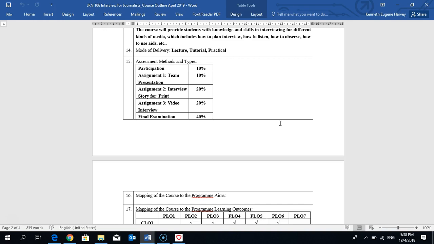Anyway, participation is 10%. Assignment 1 is 10%. That's the presentation, a team project. Assignment 2 is the written project we talked about. That's 20%. Assignment 3 is the video project. That's 20%. And then 40% is the final exam. Let me say 2 things about the final exam. First off, I think I kind of suggested this the other day, but let me reiterate it.